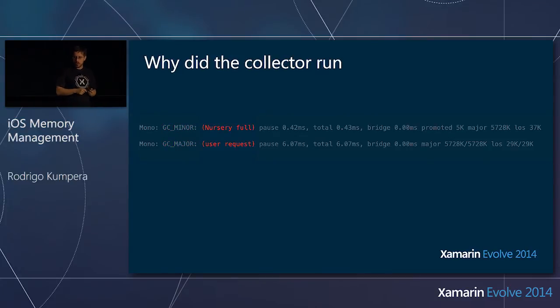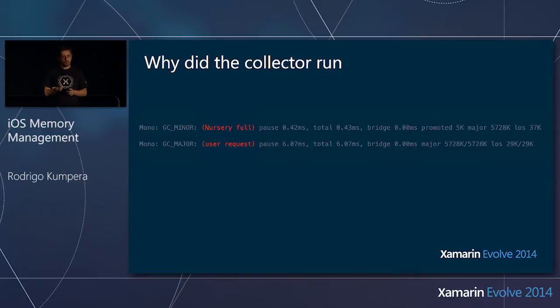Next, we have the reason why the collector ran. The first one is nursery full. That's when you have allocated all the memory available for the nursery. The nursery is where all baby objects are born. As soon as they grow up, after some time passes, we send them to the major heap. We end up with the nursery empty, and we allocate it all over again. The second one is user request. That's when some line in your code called GC.Collect, an explicitly triggered garbage collection.